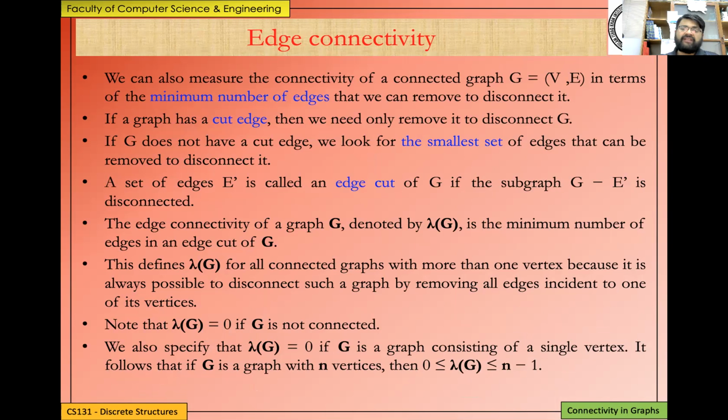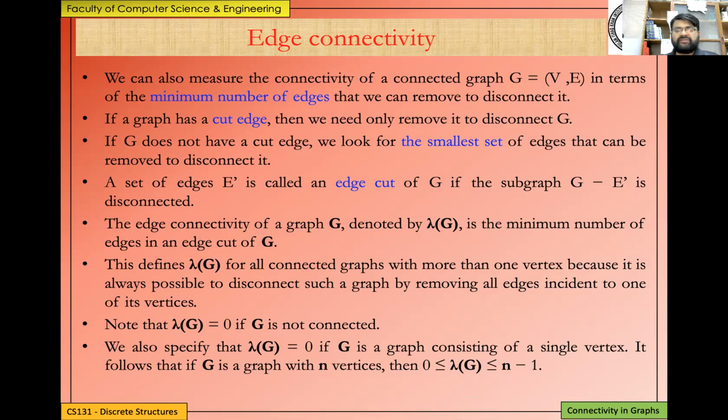So if, of course, a graph has a cut edge, then we only need to remove one to disconnect the graph. However, if G does not have a cut edge, then we need to look for the smallest set of edges that can be removed to disconnect it. A set of edges E prime is called an edge cut of G if the subgraph G minus E prime is disconnected. Of course, if you remove all these edges, it produces a disconnected graph. And the edge connectivity of a graph, which is denoted by lambda of G, is the minimum number of edges in an edge cut of G. So the minimum number defines the lambda of G.